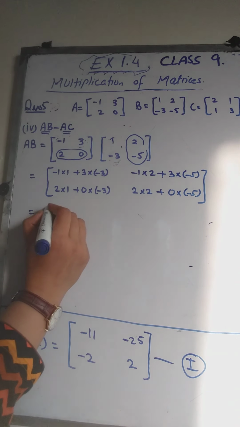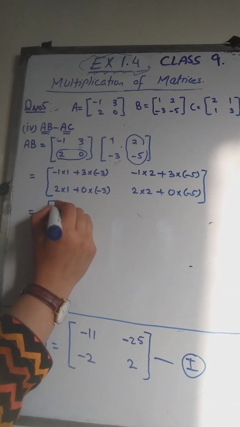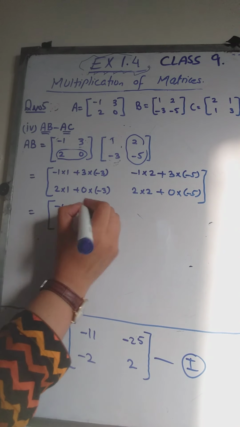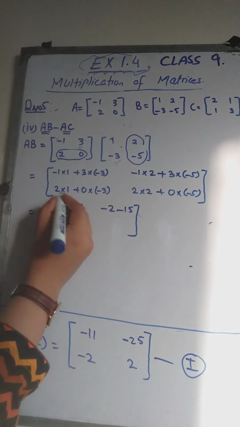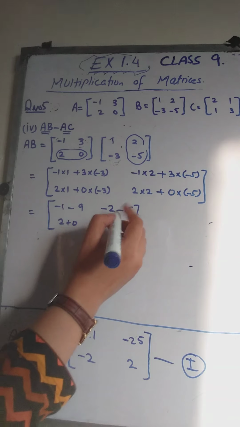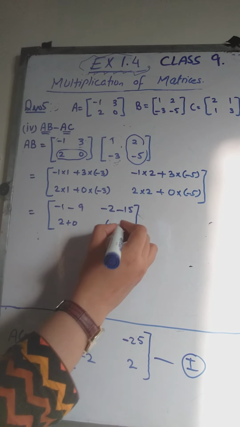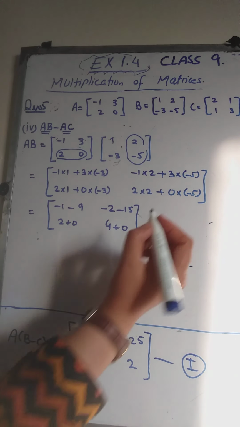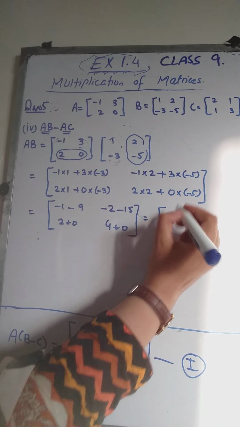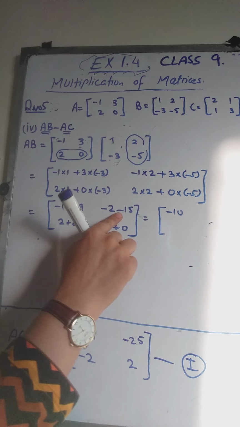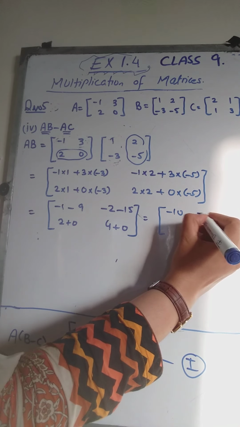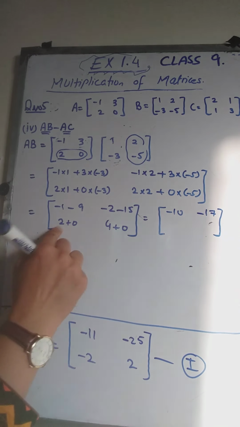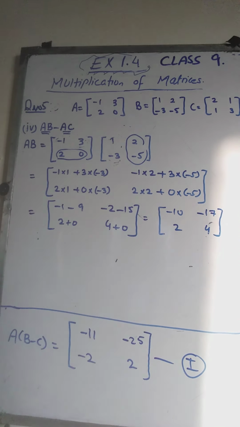Okay, now this is equal to negative 1 minus 9, negative 2 minus 15, 2 plus 0 and 4 plus 0. So the answer will be negative 10, and we have the same sign, therefore we are doing addition here and here also. 15 plus 2 is negative 17, 2 and 4. So this is the product AB.